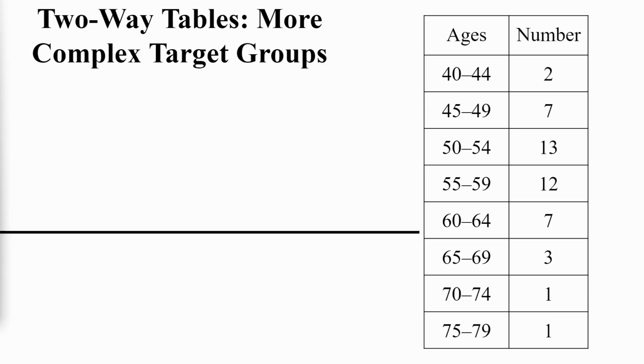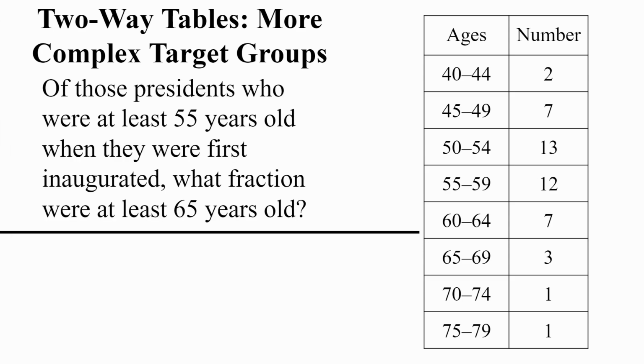Okay, so now we'll do some more complex target groups. So this really isn't a two-way table. This is really just one way. This is just like a column, right? However, this problem, first time I saw it, threw me for a loop, and I figured it was worth mentioning. Kind of gets you used to this idea of a more complicated target group. So this is actually a graph, and I updated this to be current, of presidents' ages when they were inaugurated for their first term.